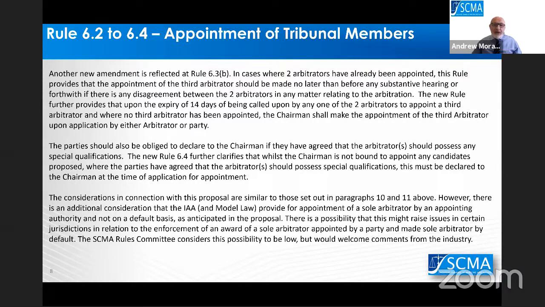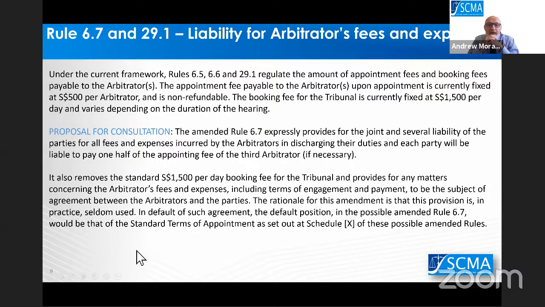Moving on to the next slide within my realm of this taster. This involves the funding of the reference and securing the tribunal's fees.